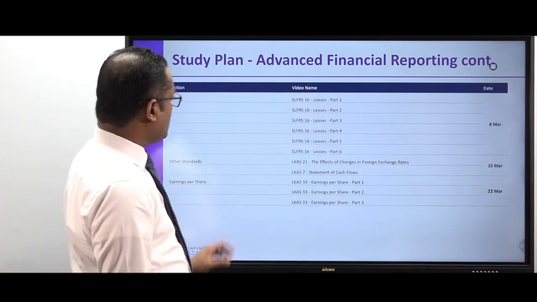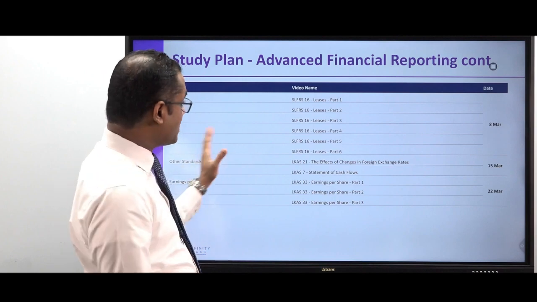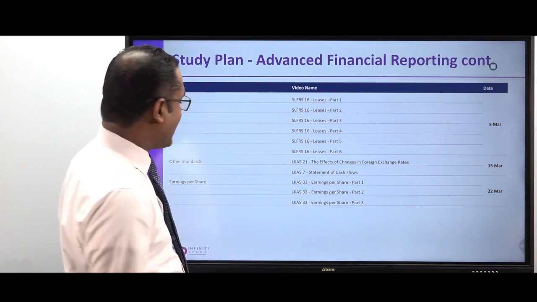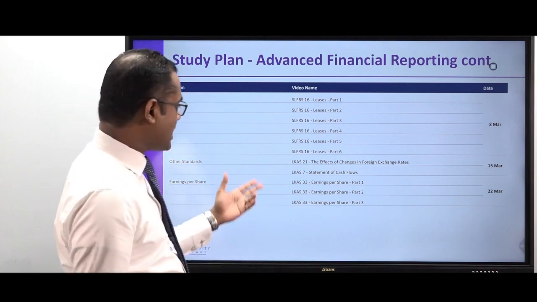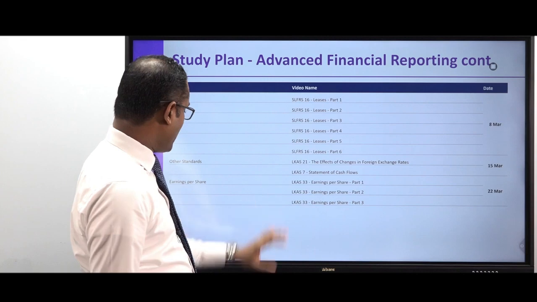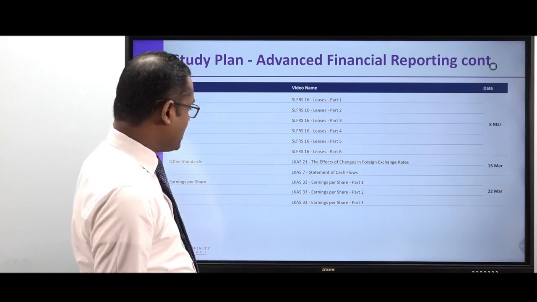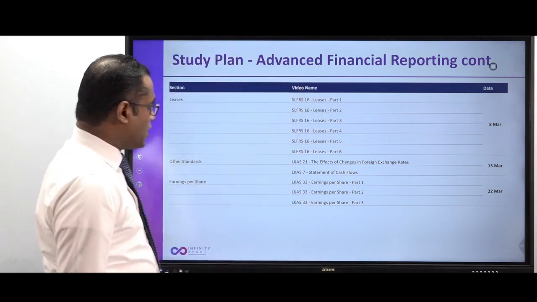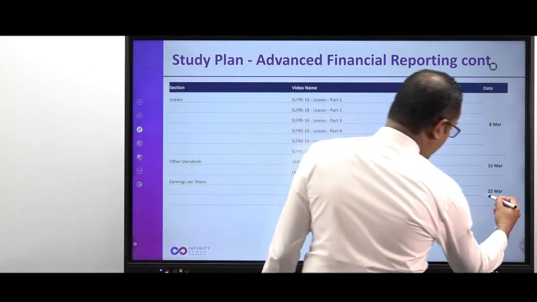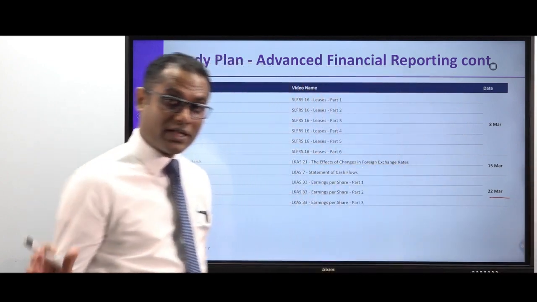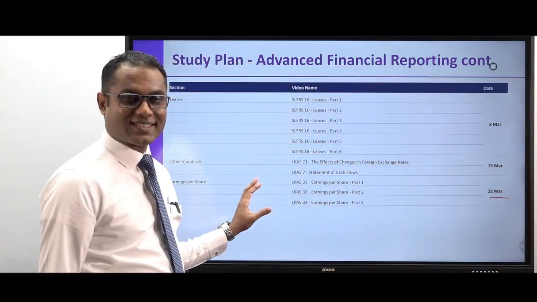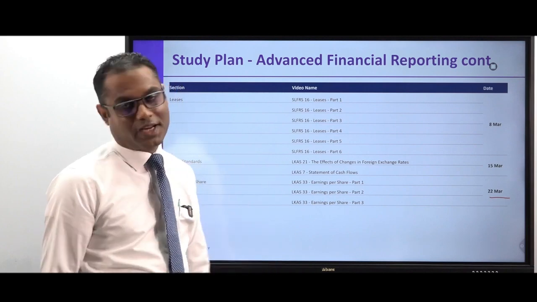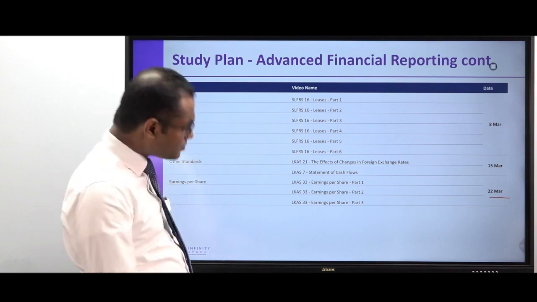Moving on, the important standard SLFRS 16 actually has 6 parts, uploaded by 8th May. Then other standards like LKS 21, LKS 7, and finally earnings per share would be uploaded by 22nd of March. What I want to tell you is that by 22nd of March, I'm done with all the accounting standards, which is 35% of your syllabus weightage, and this is the bulky area in financial reporting. We are done with those.